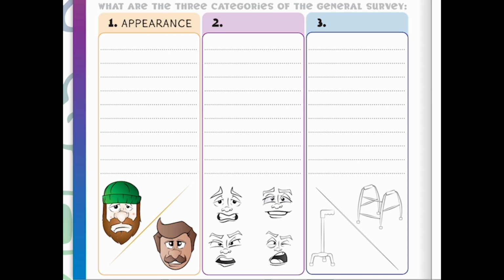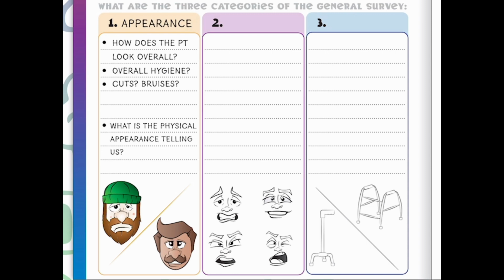The first one is our appearance. So how does our patient look overall? Does it look like our patient's overall hygiene is well kept? Do they have any cuts and bruises? And what is the physical appearance telling us?